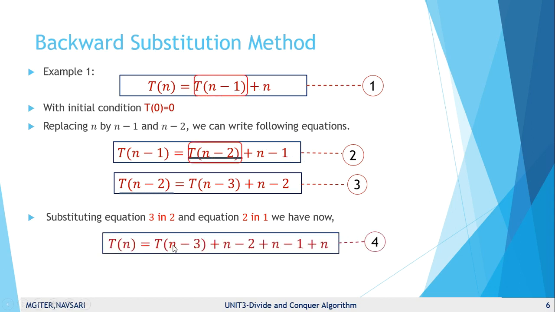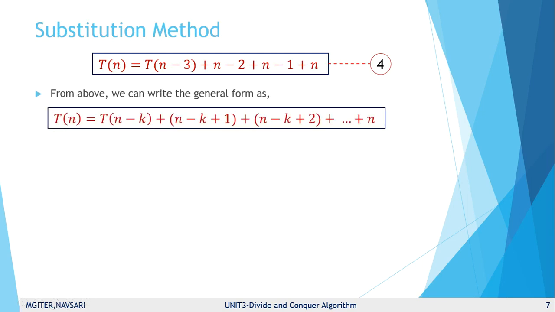So we get like this, T(n-3) + T(n-2) + n-1 + n. So from above we generate the following formula. Where it terminates, when it becomes T(0) equal to 0. Now from T(n-3), the next term is T(n-4) + n-3 + n-2 + n-1 + n. And the next term is T(n-5) + T(n-4) + n-3 + n-2 + n-1 + n.